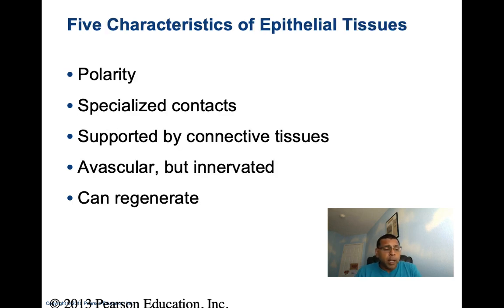Now, when we talk about epithelial tissue, I'd like you to know it has some special characteristics. Number one is that epithelial tissue is going to have polarity. We'll talk about each of them and specialized contacts. We'll talk about the support that epithelial tissue receives from connective tissue, as I've been mentioning a few times. We'll also talk about how epithelial tissue is avascular. However, it is innervated, and it has a high regenerative capacity. It can regenerate. So let's talk first polarity.